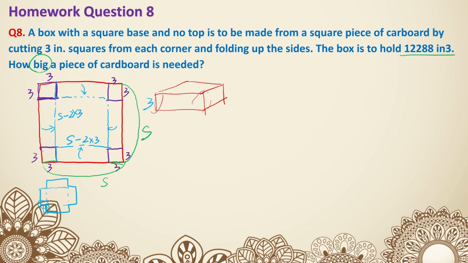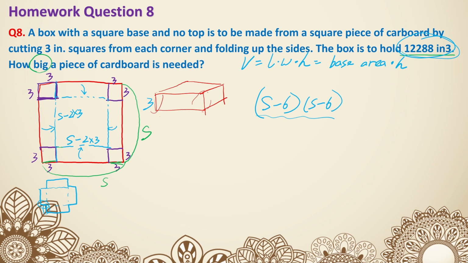And that is the side of the base. The base is also a square shape. So now we can actually calculate the area of that base, which is S minus 6 times another S minus 6. But in order to calculate the volume, because now it's saying the box is to hold that much, the volume of a rectangular or square prism is the length times width times height, or in this case the base area times height. We already represented the base area, which is S minus 6 times S minus 6. Now the height for this question, since you're folding up from these little squares in the corner, is actually a 3, so times 3, and that is going to be 12,288.